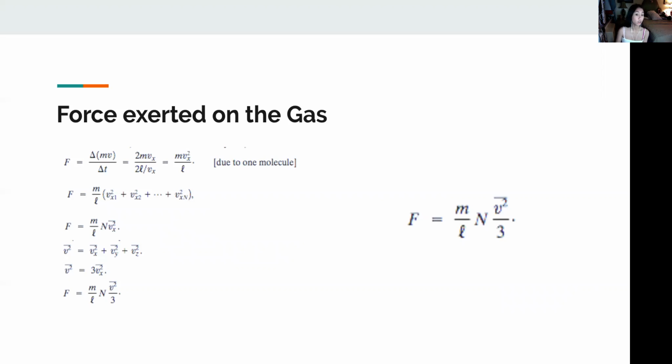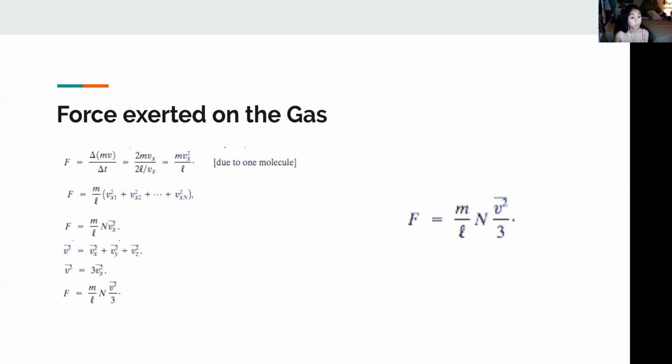Now, we have to account for all of the molecules of the gas, so we replace m vx squared with this, which accounts for the velocities of all of the molecules, and you will get the net force on the wall by finding the average over the molecules. This overbar here means average.